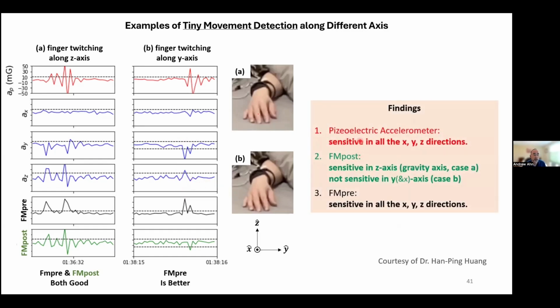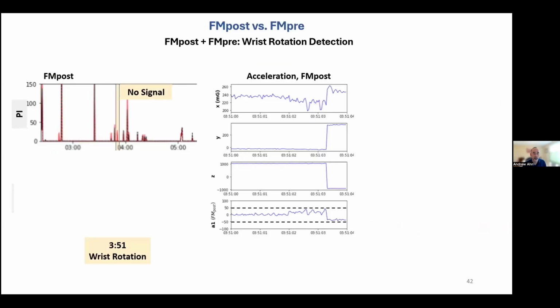And so I think there's some important differentiation. The piezoelectric accelerometer is sensitive along all the X, Y, and Z directions, whereas the FMpost is sensitive in the gravity direction. And FMpre is sensitive to all three directions.